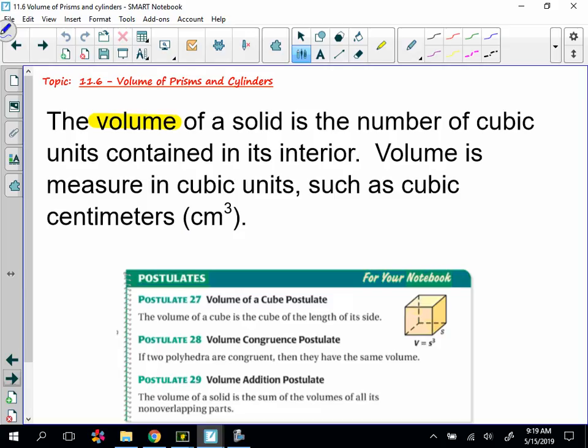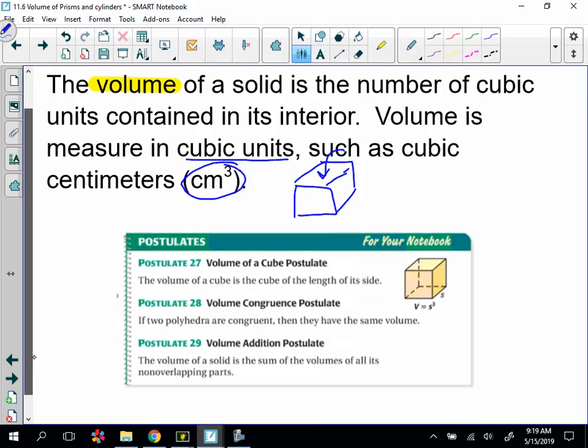So imagine taking a cube or a rectangular prism, and you are filling this thing up with as many cubes as you can. And the number of cubes that you fill it up with is considered the volume. Volume is measured in cubic units, and so we will use this unit to the third power, whether it be centimeters or inches, as we calculate.